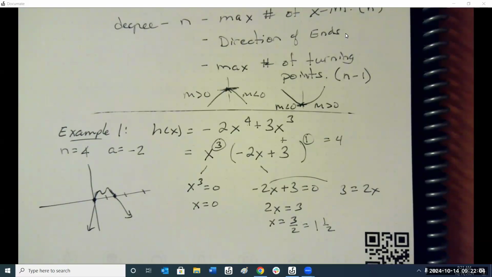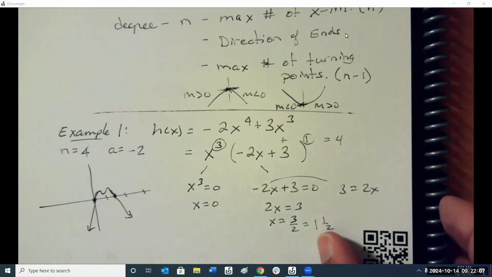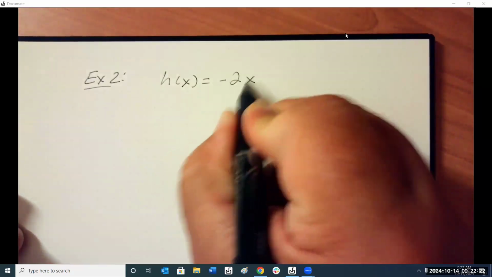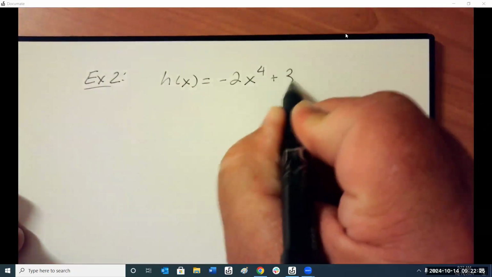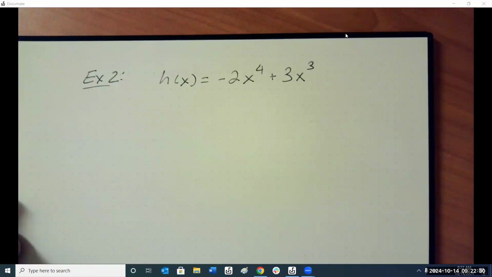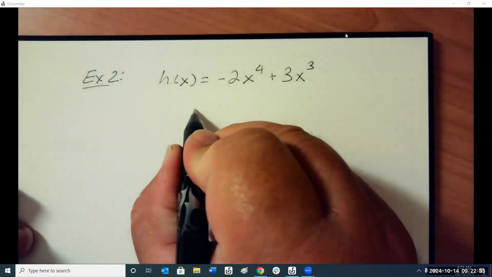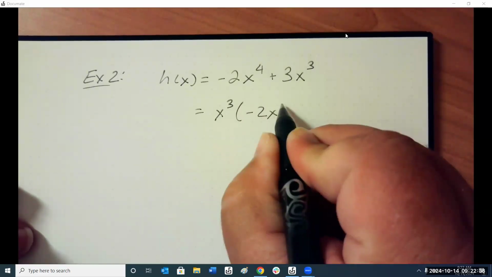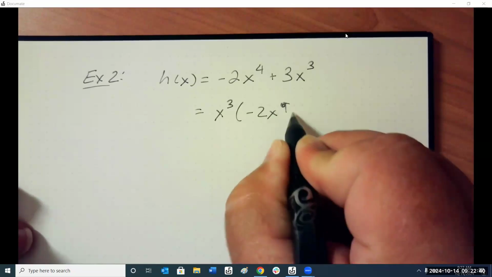But let me show you the way that they're going to try to make you graph it, which is very labor intensive. This is example 2. H of x equals -2x to the 4 plus 3x cubed. As with all of them, we have to factor them out. So that part's the same. 2x plus 3.